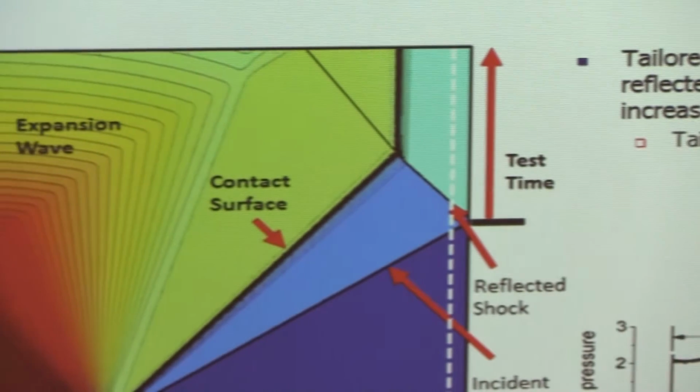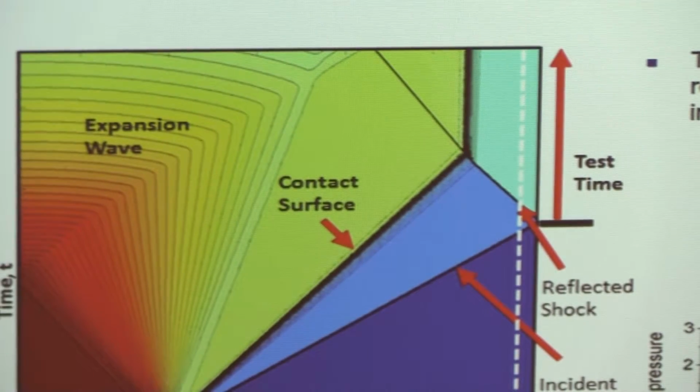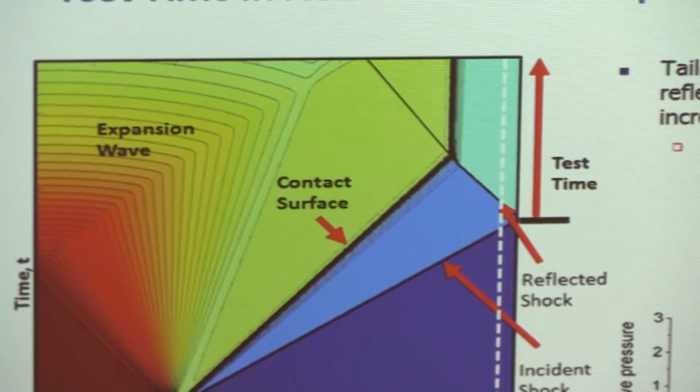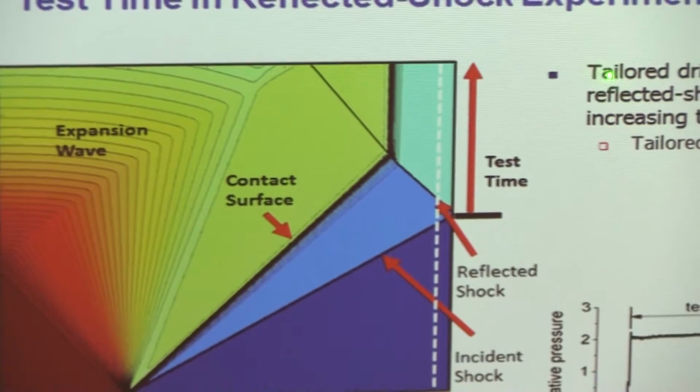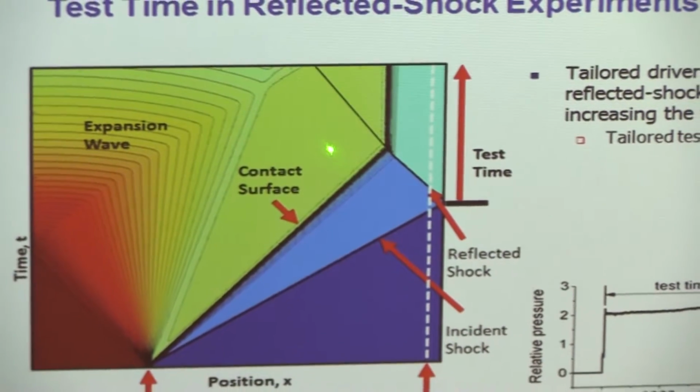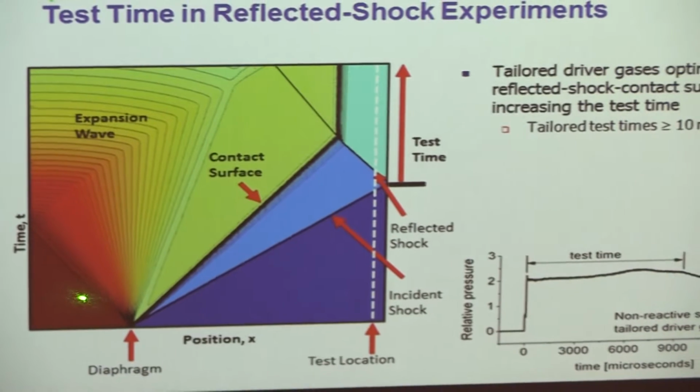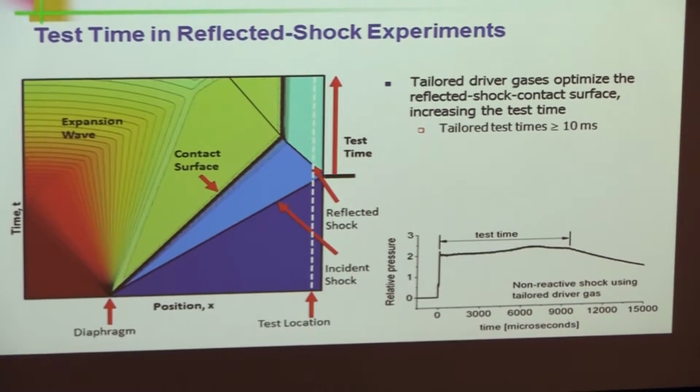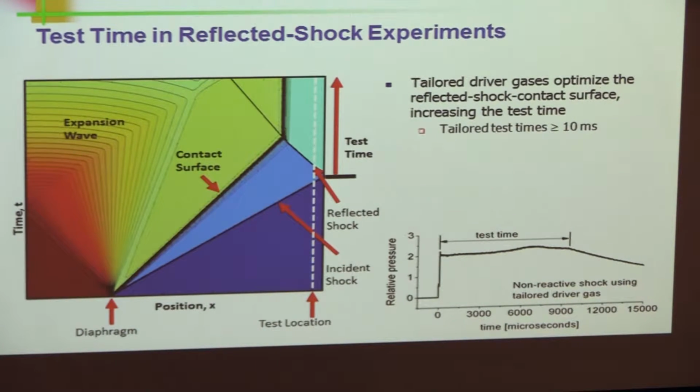So it's easy to generate a few milliseconds of pretty good test time. Here's a case where we use tailoring. That means we control the composition of the driver gas so that we get acoustic matching between the test gas and the driver gas. In that case, there's no wave reflection. In that case, we get rid of this termination of the test time, and we get longer test time.